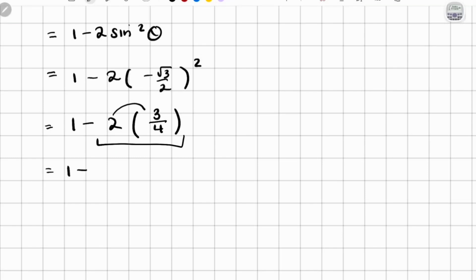So 2 times this, this is what's going to happen. If you're saying 2 times 3 over 4, I can look diagonally and just cancel out what is common. I see that between 2 and 4, what's common is 2. So I can say 2 divided by 2 is 1 and 4 divided by 2 is 2. So that's what's left. So we have 1 times 3 over 2, which is just 3 over 2. So here we have minus 3 over 2.